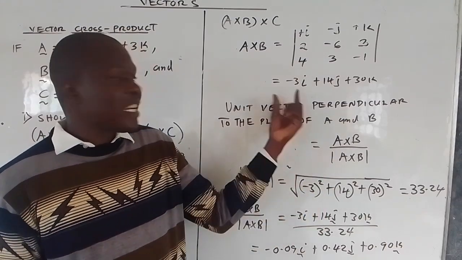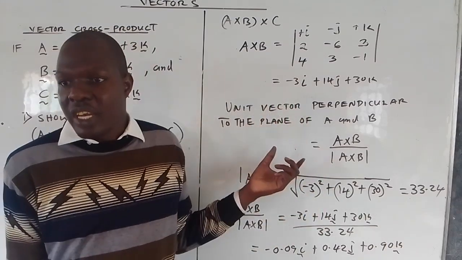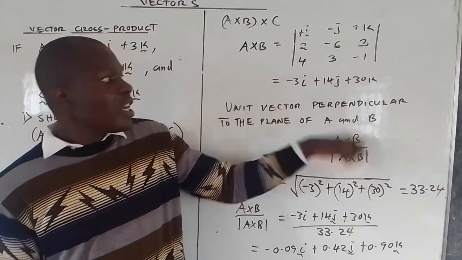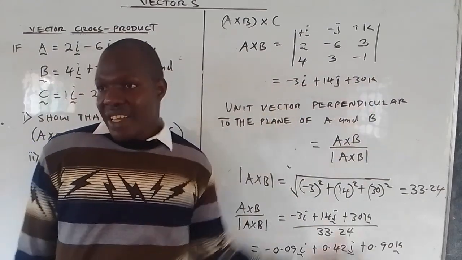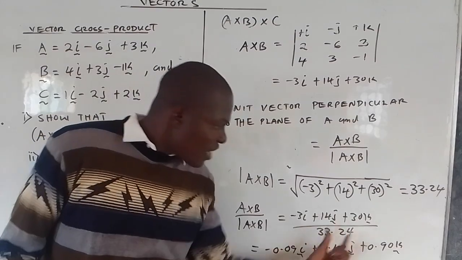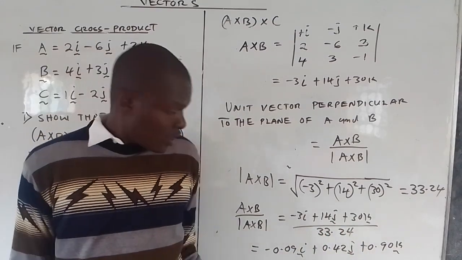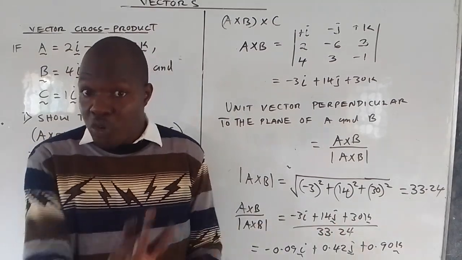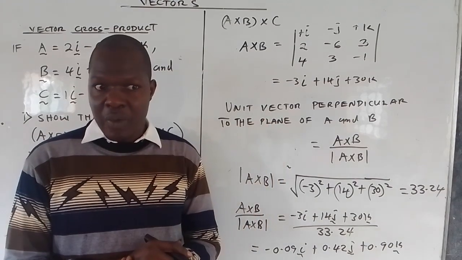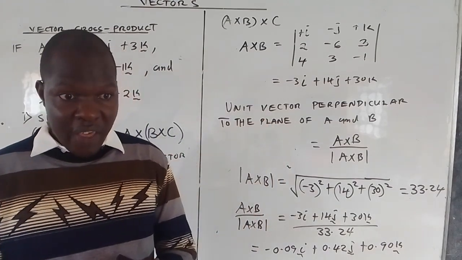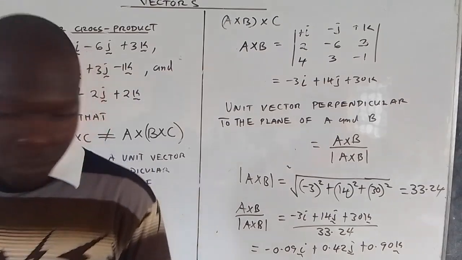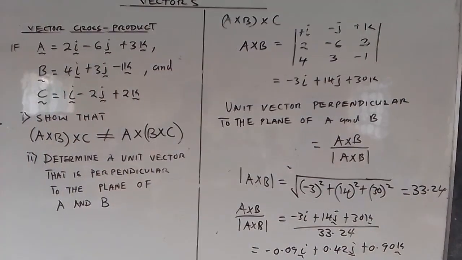Now what you do, you simply go to the calculator and you feed in the vector. You can even select vector, then you put your x as negative 3, your y as 14, your z as 30. Then you say vector divided by 33.24. It will give you the answers directly, so that you don't waste time. This is the calculator to help you. Are we together? Very good. So that is what you expect in that problem.